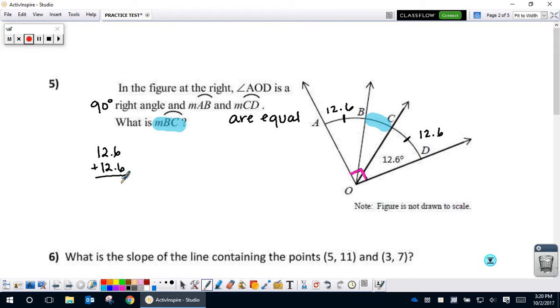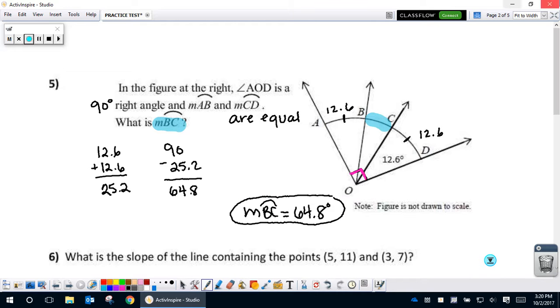And that gets us to 25 and 2/10, and then take that from 90, because this part plus that part has to be 90. Okay, so then the measure of arc BC is 64 and 8/10 degrees.